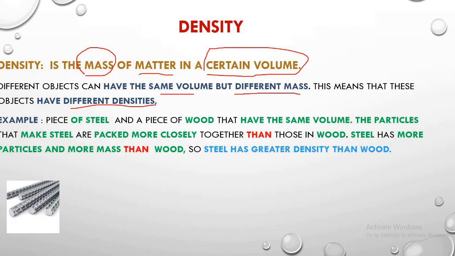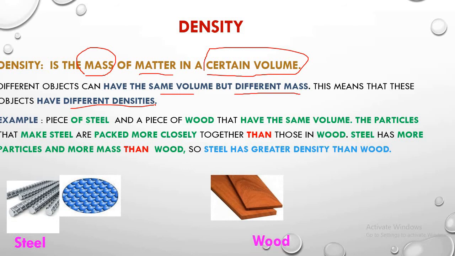For example, here, steel and wood both have the same volume but different mass. This means there is a difference in density. Take a piece of steel and a piece of wood that have the same volume. Both, look here, have the same volume.